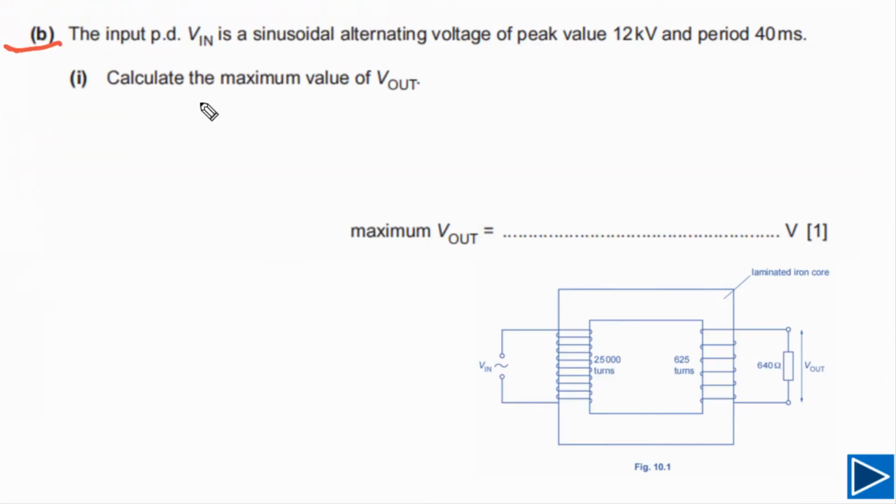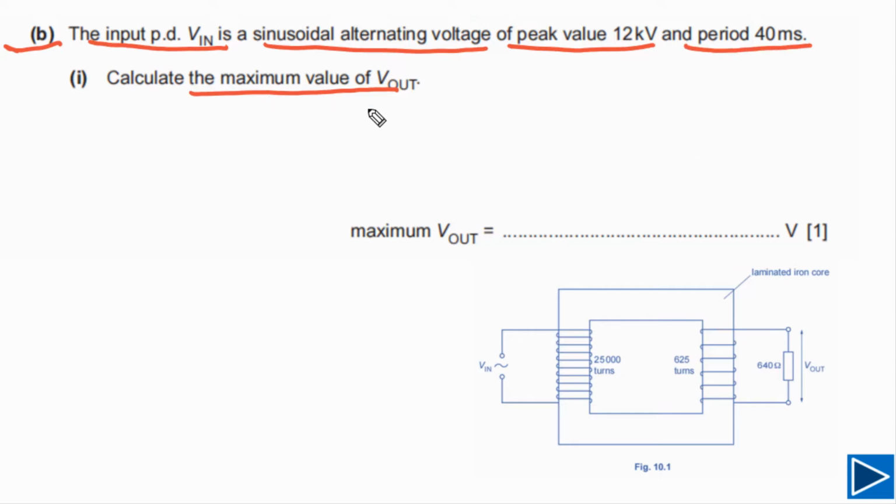For part B, we need to calculate the maximum value of Vout. For this question, it is given that the input PD, V in, is a sinusoidal alternating voltage of peak value 1200 kilovolts and period 40 milliseconds.